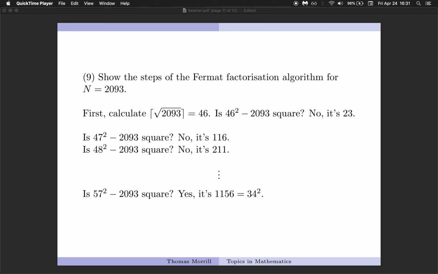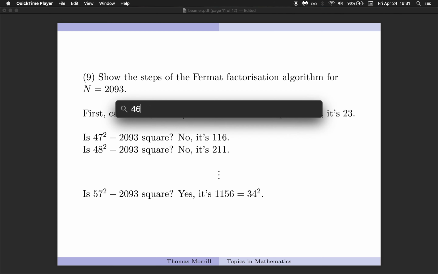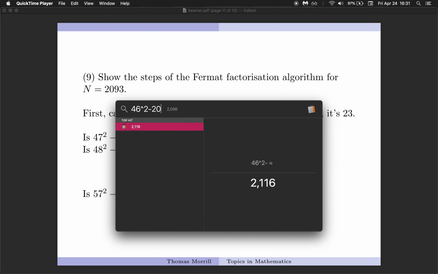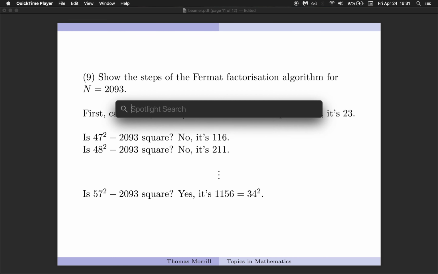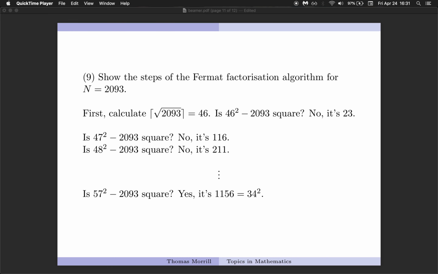And I ask myself, is 46 squared minus 2093 a perfect square? And I say, no, that number is 23. And again, I can just check that real quick. 46 squared minus 2093 is 23, which is not a perfect square. Since this is not a perfect square, I'm going to add 1 to this number here.